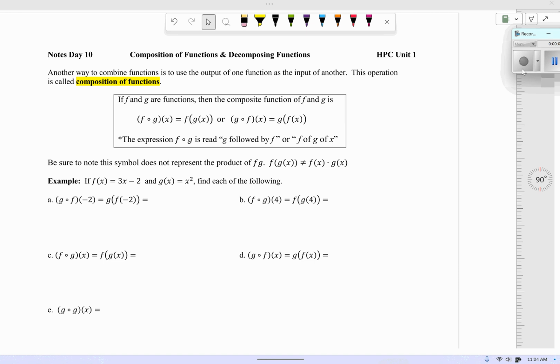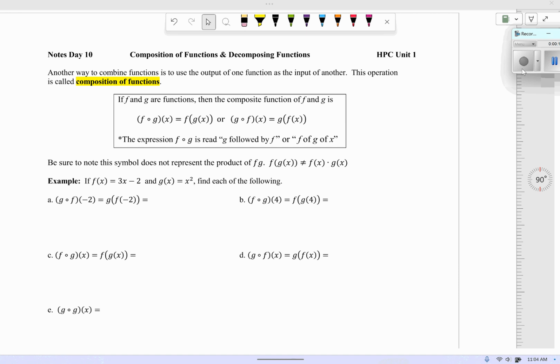All right, today we're going to talk about compositions of functions and decomposing functions. Another way to combine functions is to use the output of one function as the input of another. This operation is called composite of functions, and we did this in Math 3 as well.